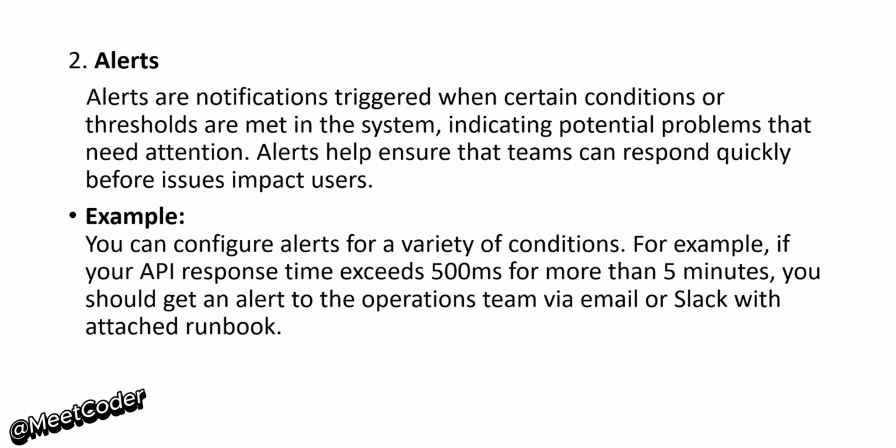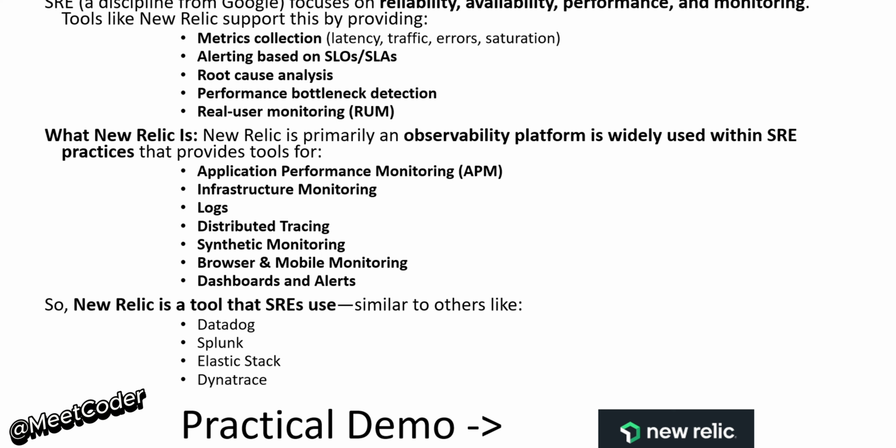For example, you can configure alerts for a variety of conditions. If your API response time exceeds 500 milliseconds for more than 5 minutes, it means your application has a problem. Maybe traffic has increased, or maybe your DB is not working well and you need more tuning. So you can get an alert. The alert can be any way of communication like email, Slack, or messages. That's it.